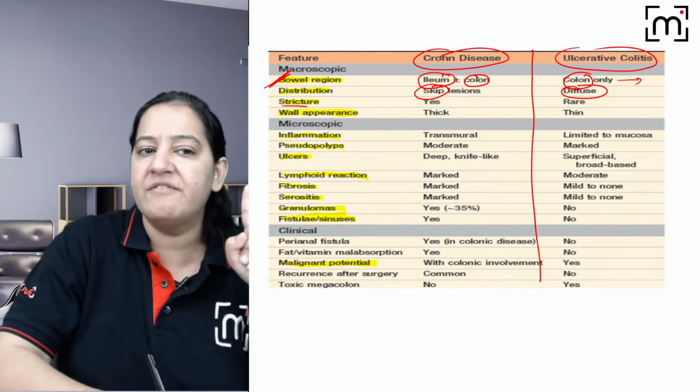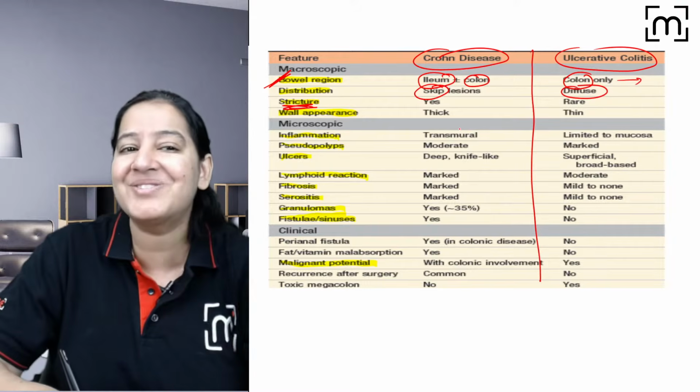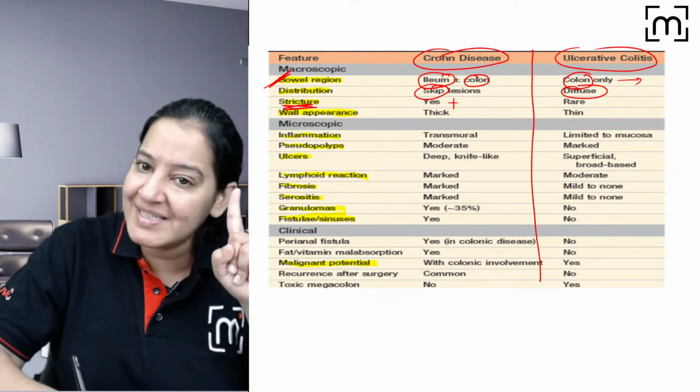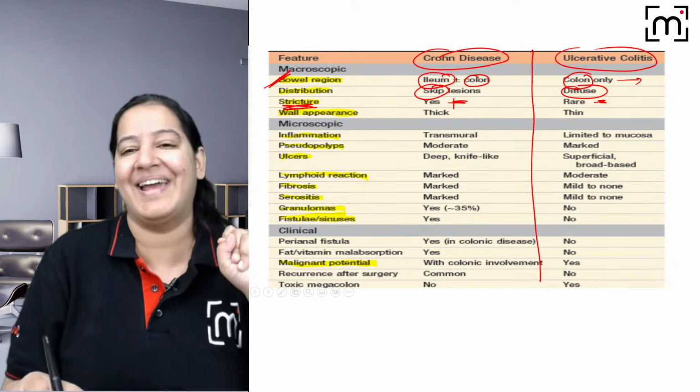Where will the strictures be present? In CD or UC? Where are the strictures present? Strictures are present in CD. They are absent in UC. Yes, absolutely right.